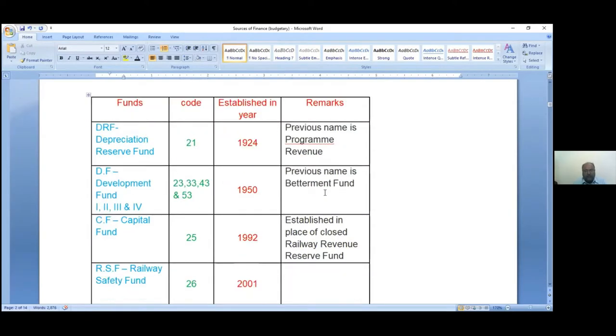Capital Fund is an internal resource. Its previous name is Railway Reserve, Revenue Reserve Fund. The new name is Capital Fund, established in 1992. The code is 25.